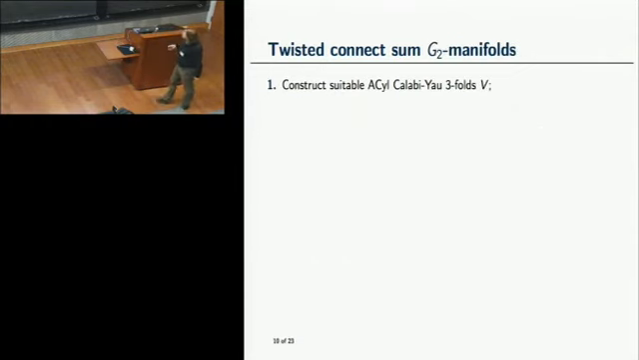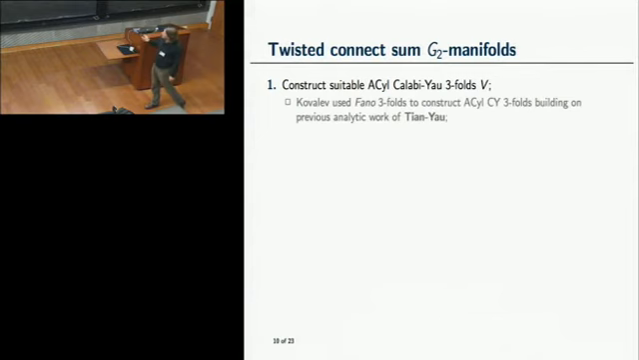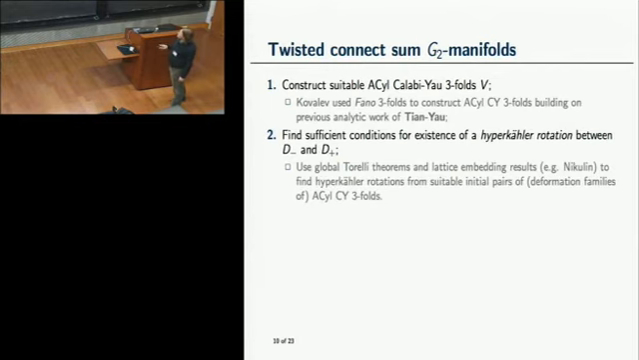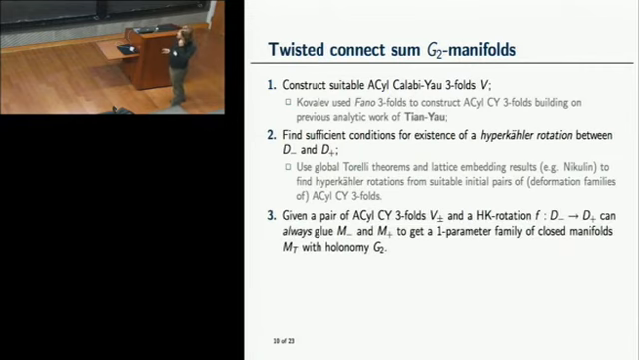Okay. So to review, what we need to do to construct these so-called twisted connect sum G2 manifolds is first construct these asymptotically cylindrical Calabi-Yaus in the first place. Kovalev used Fano threefolds to do this and built on previous analytic work of Tian and Yau. Then you need to find sufficient conditions for the existence of hyperkähler rotations between a pair of these asymptotic K3s that arise. Once you've done 1 and 2, the rest of it always works.